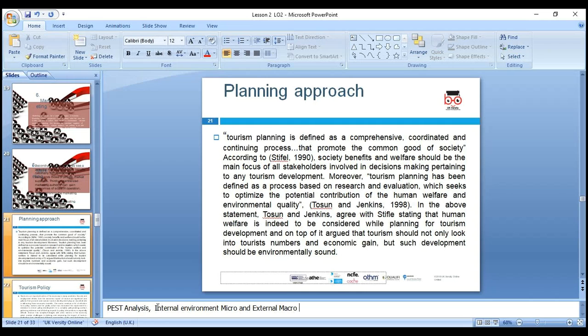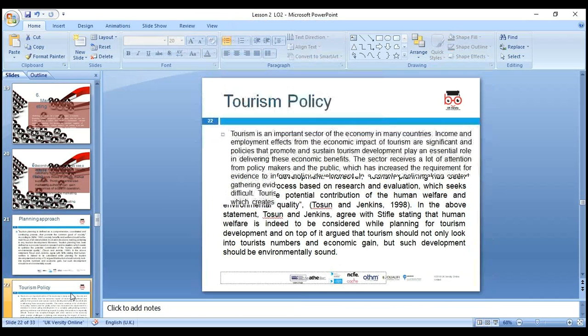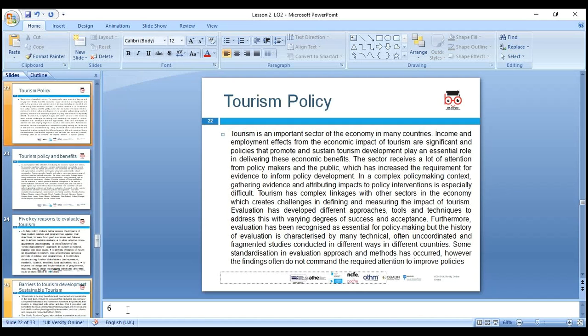Tourism planning is defined as a process-based research and evaluation of the optimum and potential contribution to human welfare and quality. Human welfare needs to be considered in the planning and development, so all this we need to focus on achieving. Then we discuss, because our subject itself is tourism policy and planning, tourism as an important factor in the economy. For example, in the UK economy around 60% is the service sector. More than 60% of government income comes from the service sector, so you need to promote that service sector.